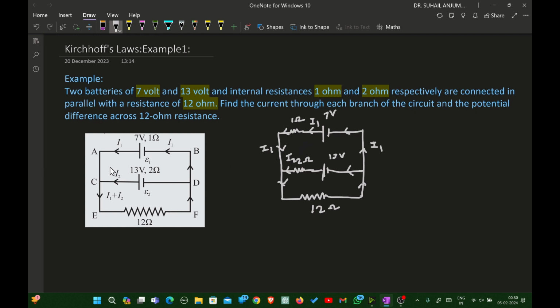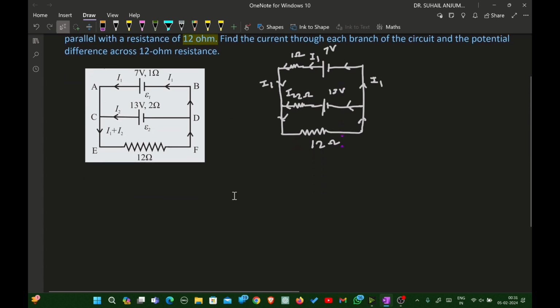Now we have to find out the current through each branch. That is, we have to find I1, then I2, and also the current through the 12 ohm resistance, and also the voltage drop across the 12 ohm resistance. For this purpose we have to consider the different loops here. I will consider this first loop as A E F B and again A. So I will consider this loop A E, then F, then B and A. If I want to trace this loop, it will be like this. I will take some other color because the white is not looking proper here. Okay, so I will trace this loop like this.